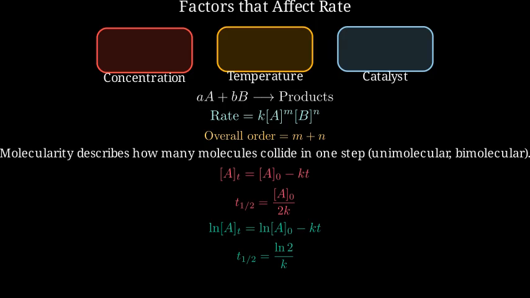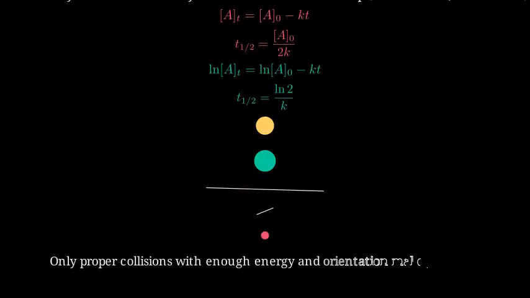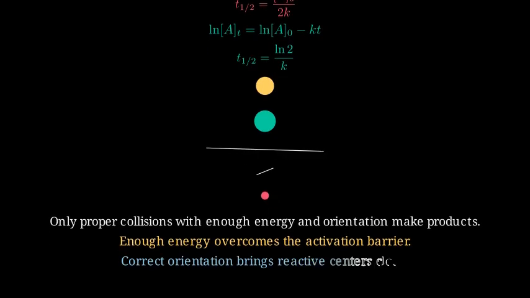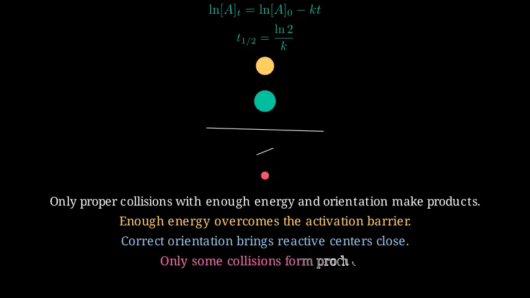Collision theory gives us an elementary picture of what must happen for a reaction to proceed. Particles must collide. They must collide with enough energy to climb the activation barrier, and they must be oriented correctly. The result is that only some fraction of collisions are fruitful.